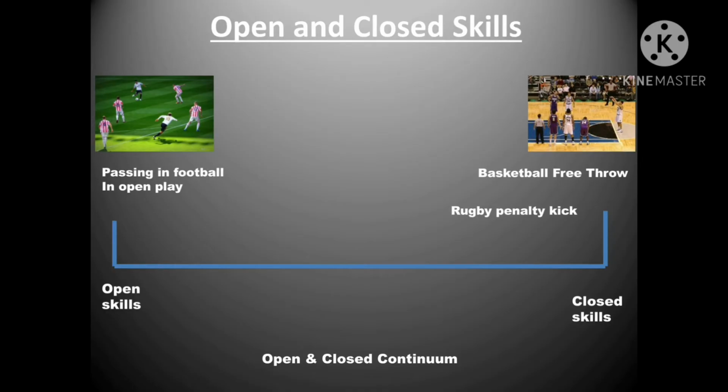So another example, as I mentioned earlier, is a rugby penalty kick. It's not as closed as the basketball free throw because that could be taken from any part of the pitch. It's not always straight in front of the post. It could be side to side. Now, a football penalty kick might be seen as a bit more closed, but there is a goalie in front.